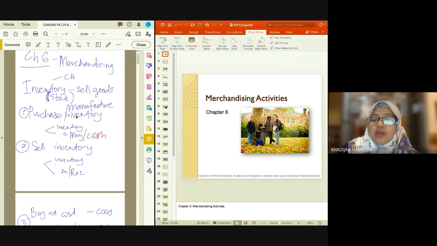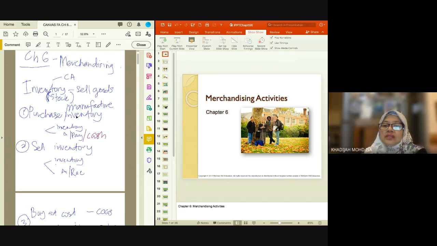Because when talking about merchandising, it involves inventories. Inventory is the main thing. Without inventory, you cannot make sales, and without sales, you don't actually have any business. So the topic looks at the cycle: you purchase your inventories from your supplier and you sell your inventories to your customer. The concept is already there. It's just how we are going to record it in accounting for these merchandising activities.